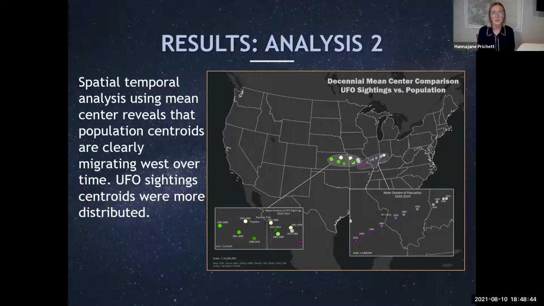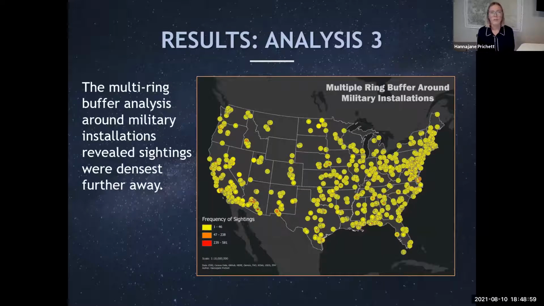For analysis 2, the spatial temporal analysis using mean centers reveals that population is moving west in a linear fashion, while UFO sighting centroids are more distributed over time. The multiple ring buffer analysis around military installations was by far the most difficult analysis. The outcome that was revealed was that sightings were more frequent within the 30-mile buffer, meaning the further away, the more frequent sightings were occurring.